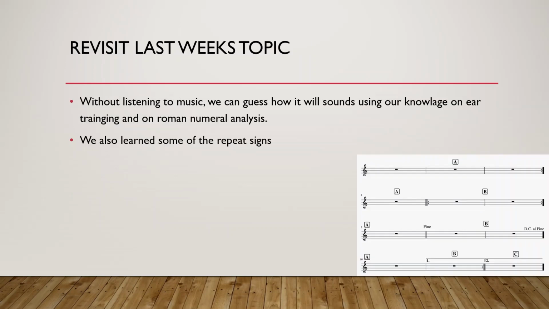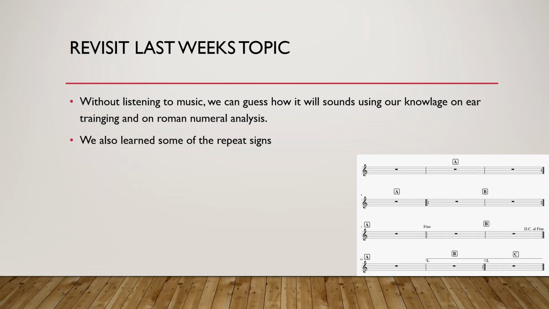Last week was probably a bit of a difficult lesson. We analyzed sheet music using Roman numeral analysis. Without listening to music, we can already guess how it will sound with our knowledge on ear training and on Roman numeral analysis. We also learned some repeat signs. If you have not watched the previous lesson, I would suggest you do, because in the music theory test you can make at the end of this course, there will be a question on analyzing sheet music.